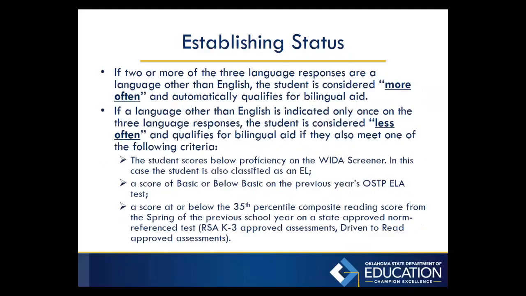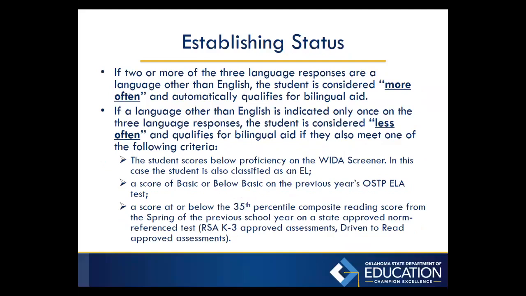So then, establishing status on the home language survey: if 2 or more of the 3 language responses are a language other than English, then the student is considered "more often" and automatically qualifies for bilingual aid. If a language other than English is indicated only once on the 3 language responses, the student is considered "less often" and qualifies for bilingual aid if they also meet one of the following criteria.